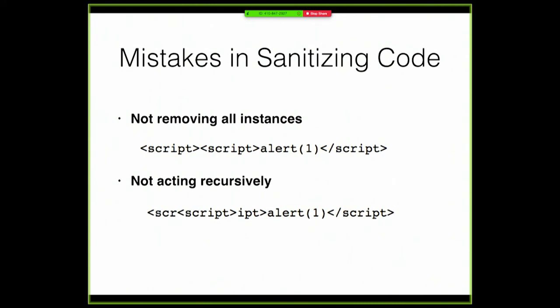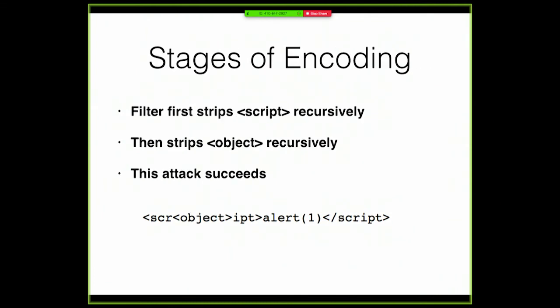Here are common mistakes. You run one test replacing script, but you don't make it global. So if I just put in 2, one of them gets through. You're not recursive. So if I remove script and what's left still has script, you don't go again and keep looping until there's no more script in there. So then this kind of thing will get through.